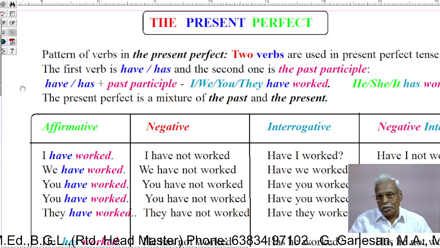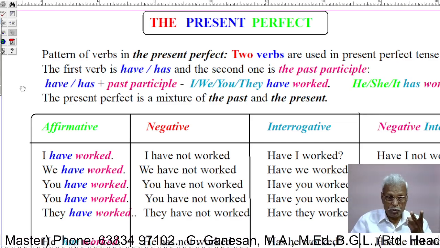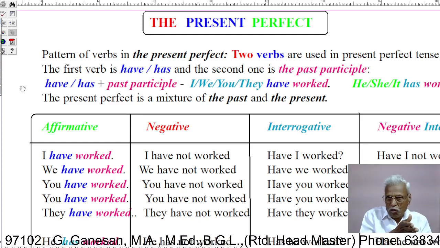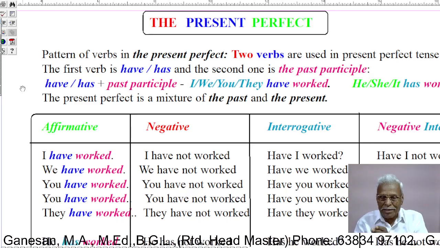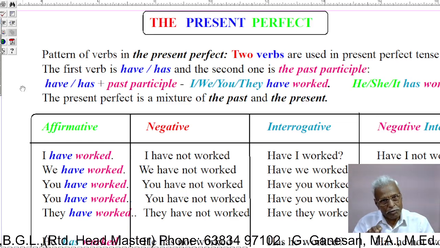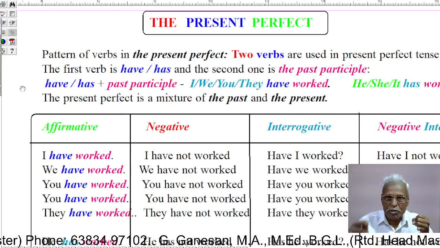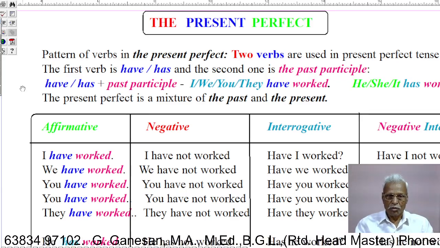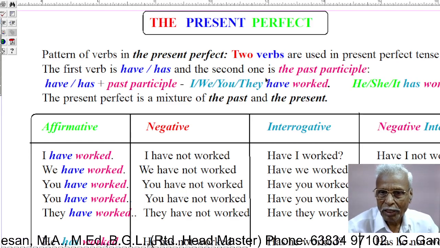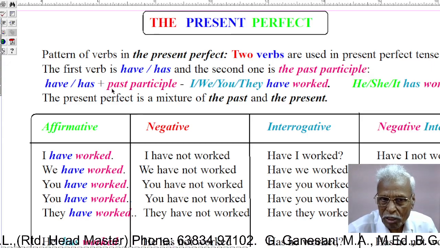I have already told you, when there are more than one verb, one should be the finite verb and the remaining would be auxiliary verbs. Here two verbs are used. The first verb is the auxiliary, have or has. The second is the past participle of the finite verb. The first verb is the auxiliary verb, have or has, and the second verb is the past participle of the finite verb. See, have or has plus past participle.